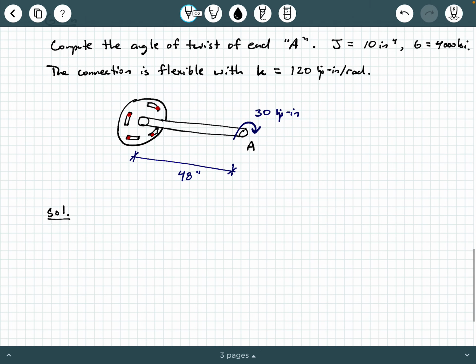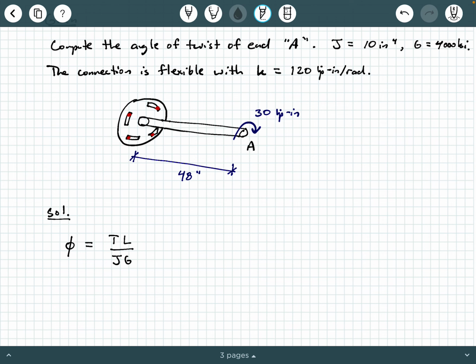Well, we know that angle of twist of a shaft is equal to TL over JG, and we know we have one segment here, it's 48 inches long. We know that the only applied torque is 30 kip inches, and so we know that T is just going to be that 30 kip inches, right? We know J and we know G, but we have this flexibility.